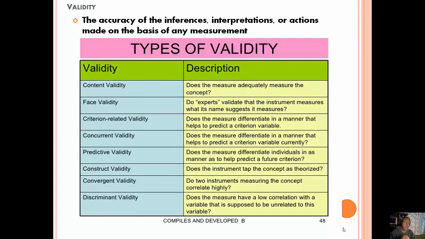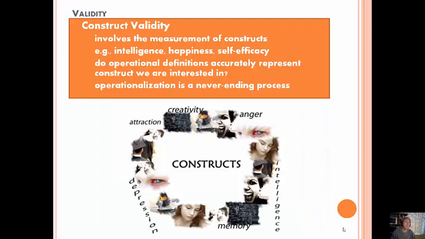Convergent and discriminant validity are, as the words imply, constructs either converge, do instruments measuring the construct correlate highly, and discriminant validity, does a measure have a low correlation with a variable that's supposed to be unrelated to another variable. Construct validity, and I'm going to talk more about that, involves the measurement of constructs: intelligence, happiness, self-efficacy. Do operational definitions accurately represent the construct we're interested in? And again, constructs are more complex in their meaning and therefore in their operationalization and definition.